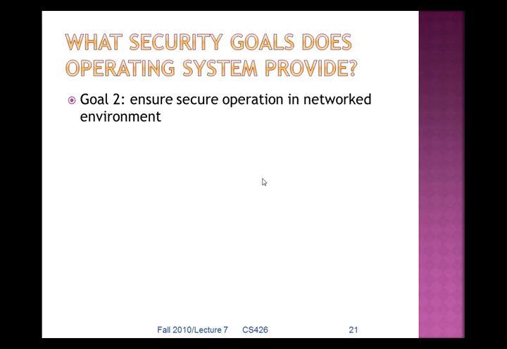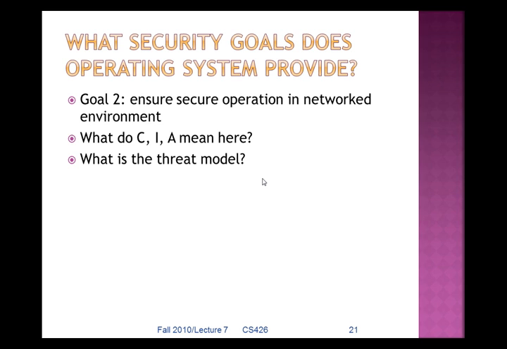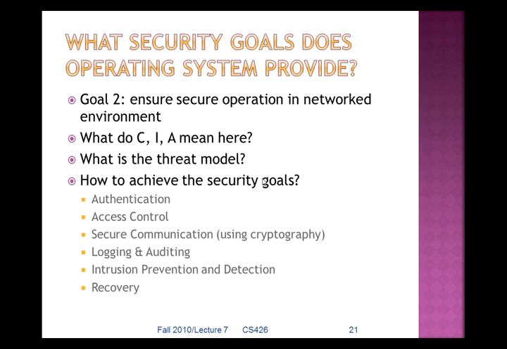That is, when multiple computers are connected, there must be a secure connection among the different processors. In the same way, what does CIA mean? What is the threat model? And then how to achieve the security goals? That is done by authentication, access control, secure communication, logging and auditing, intrusion prevention and detection, and recovery.